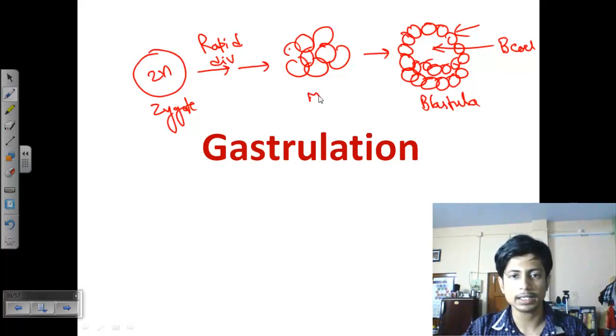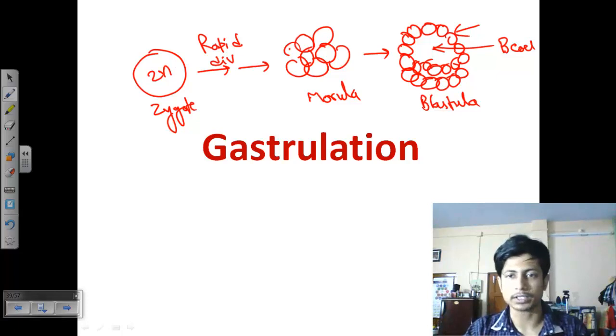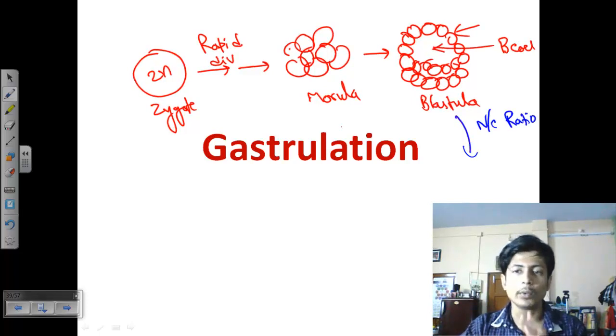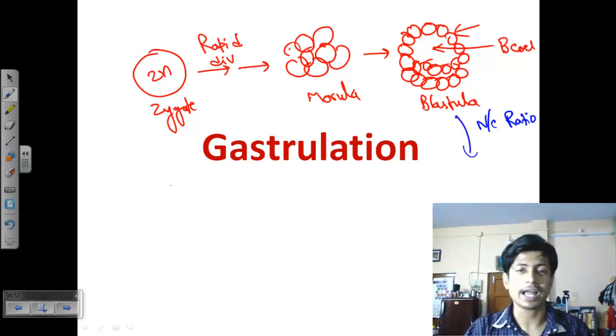So let's write it: morula. So we begin from the zygote, then we have our journey through morula to blastula. From blastula, we've seen that the nucleus to cytoplasm ratio plays a vital role in determining whether the embryo will ultimately turn into the gastrulation phase. So once the gastrulation phase is reached, then the blastula will modify itself.